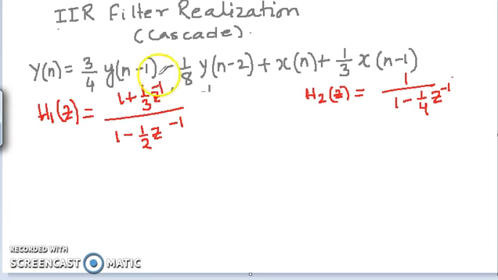Next, this is my H1 and this is my H2. Now I want to realize each of them in direct form 2 structure, and then I am going to make them cascaded. For this part I need two summers. In direct form 2, the delay elements appear midway, in the middle row. This side is my input side, and this side will be my output side, and the delay element will appear in the middle section.